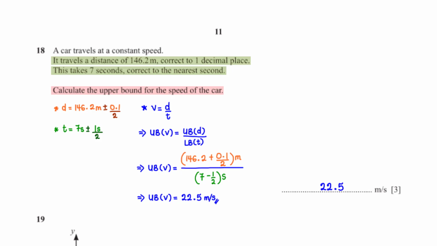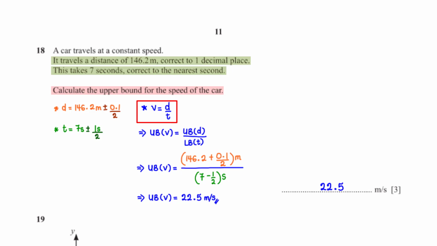To correct the distance to one decimal place, we have 146.2 meters. Then we bring in plus and minus 0.1. Then we divide 0.1 by 2. To correct the time to the nearest second, we have 7 seconds. Then we bring in plus and minus 1 second. Then we divide 1 second by 2.